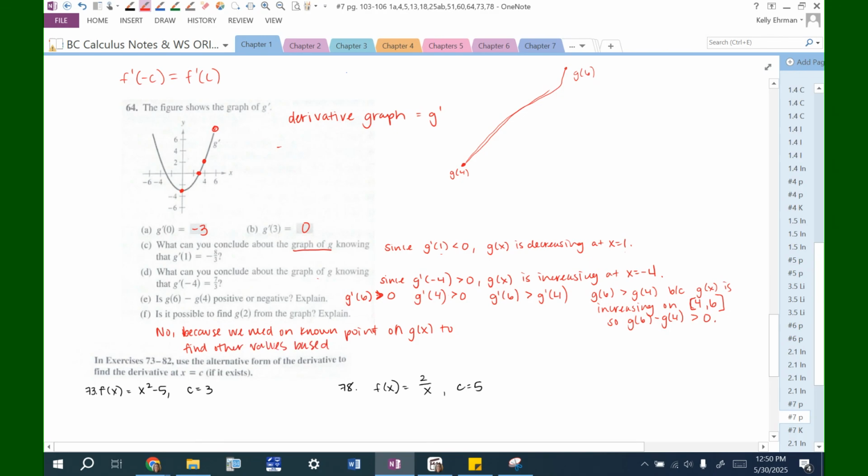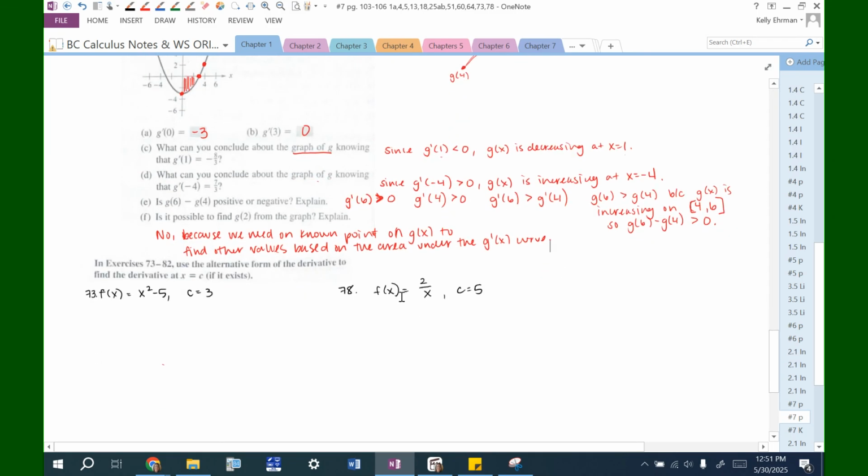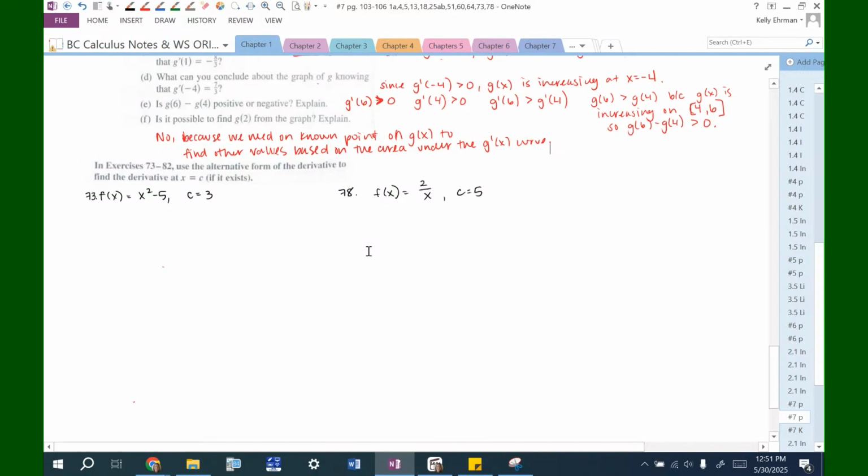I'll say, based on how I would do it, say I had g of 0, I would find the area between the x-axis and my graph until I got to 2. And whatever that area is, that's the change in position. So no, because we need a known point on g of x to find other values based on the area under the g prime of x curve. More on that later when we get into antiderivatives.